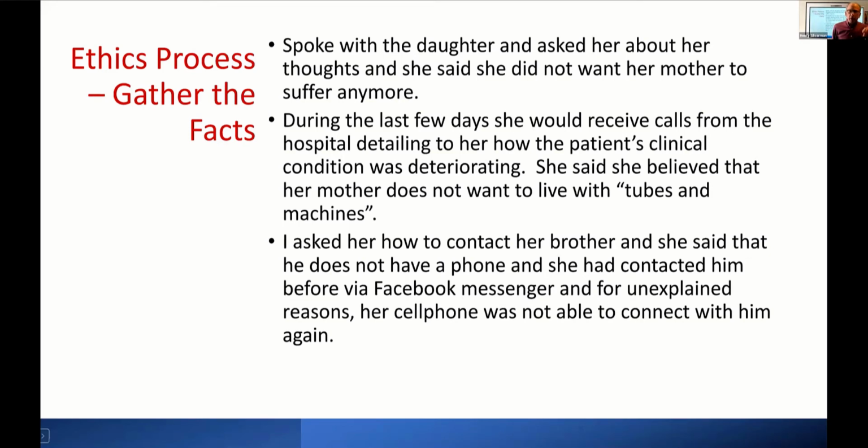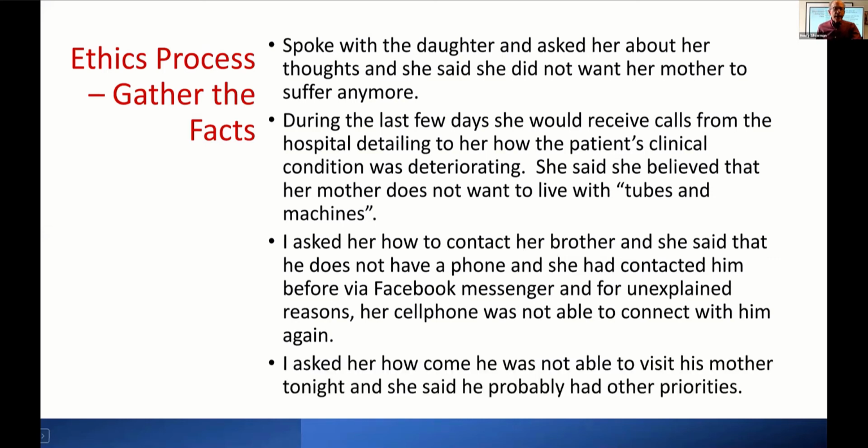I asked her how to contact her brother, and she said he doesn't have a phone, and she had contacted him by Facebook Messenger during that previous family meeting, but somehow she couldn't contact him at that time. And I asked her, how come he was not visiting the mother that evening and waiting until tomorrow morning? And she said he probably had other priorities.